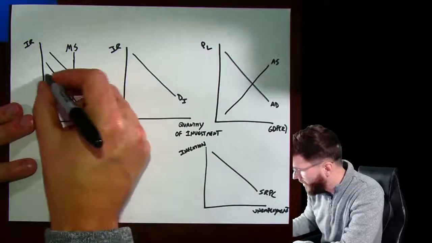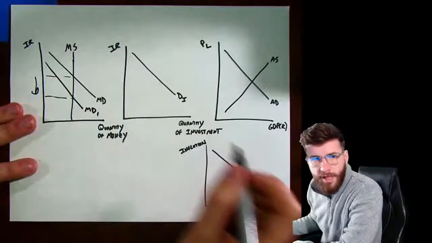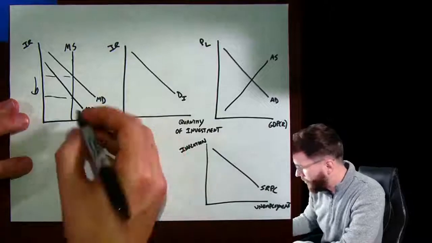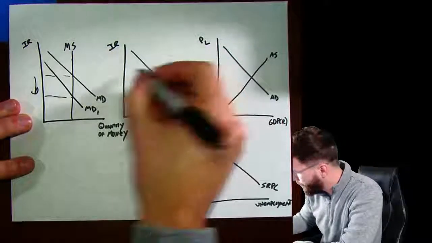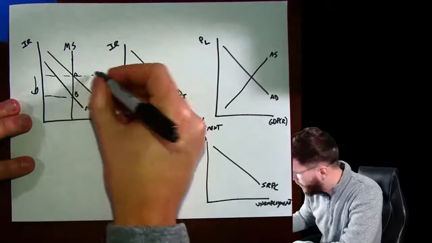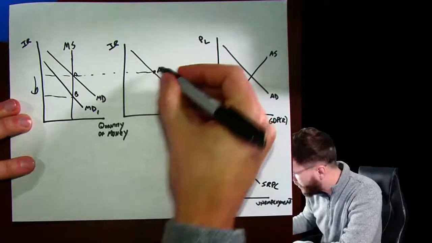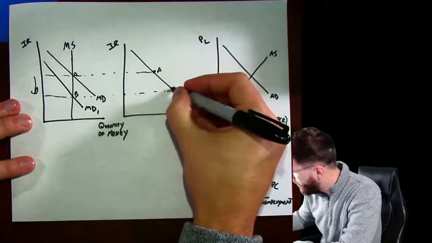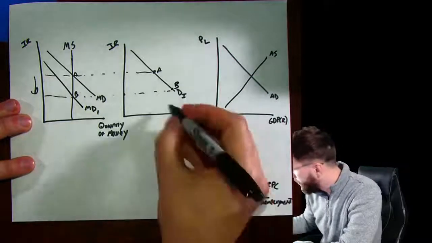So what's going to happen is rates are going to go down, and don't be lazy like me. I'm just doing it for time's sake here. Interest rates are going to go down, so if interest rates go down, and again, you can do a side-by-side graph here. It's pretty neat. If interest rates go down, investment's going to increase.